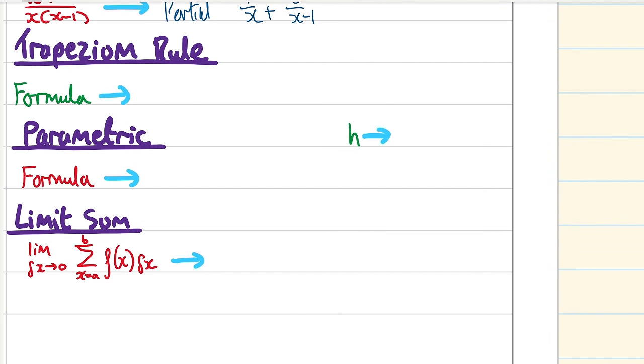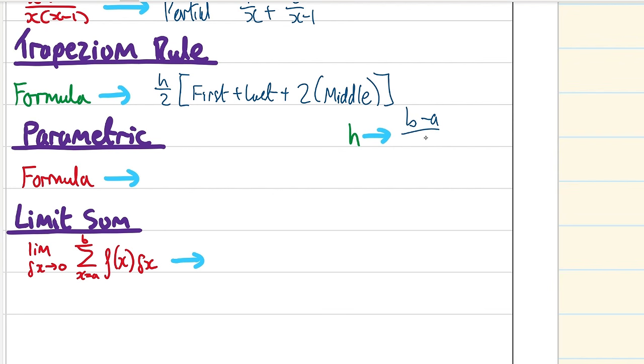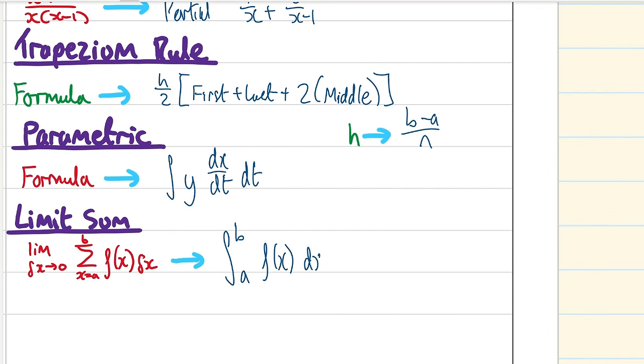The trapezium rule is given, but it's better just to remember it in this form, which is h over 2 multiplied by the first term plus the last term plus 2 lots of all the middle terms. And the height is given as the difference between the limits all over the number of strips. Parametric integration, the formula is y multiplied by dx by dt. And sometimes integration is given like this. Don't let it fool you. This is just the integral between b and a of f of x with respect to x.